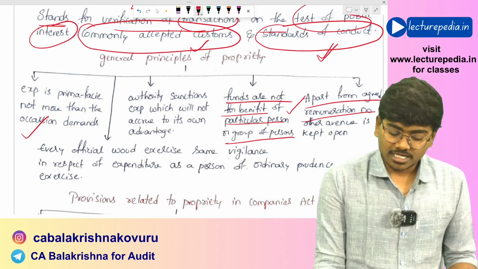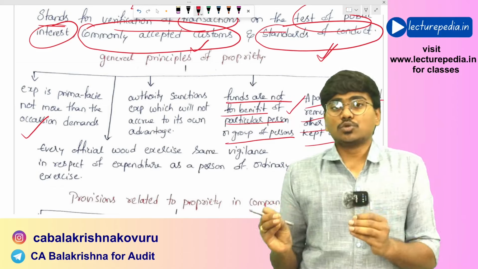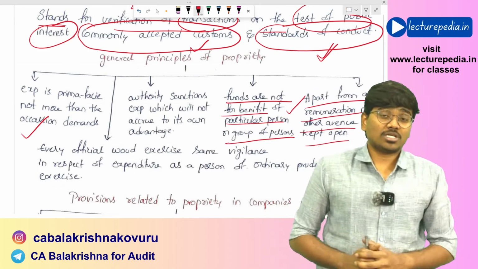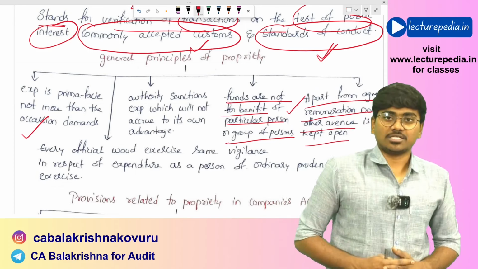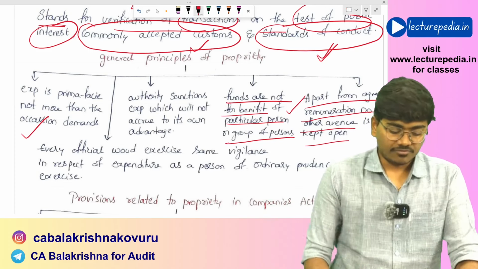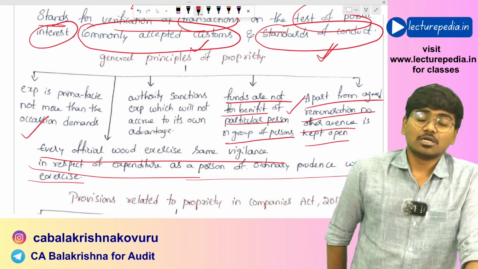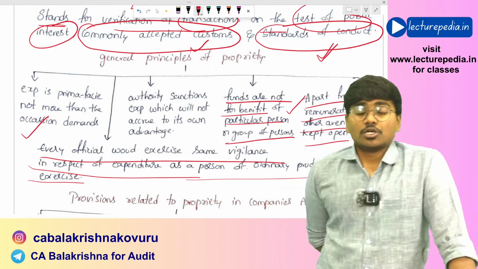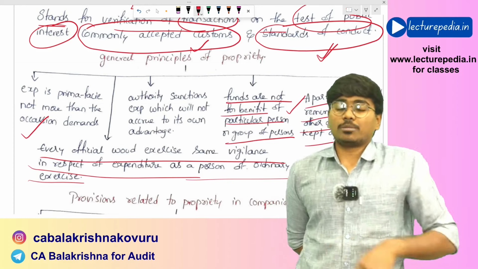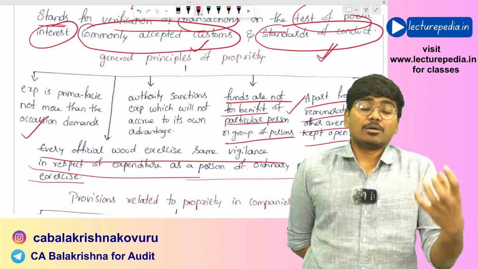Next, apart from agreed remuneration, no other revenue is kept open to the officials. Okay, apart from the remuneration that the government gives to the officials, no other source of revenue in the form of bribes should be kept open to the government officials. Okay, only remuneration should be given to them and no other avenue should be kept open to the public officials. And every official would exercise the same vigilance in respect of expenditure as a person of ordinary prudence would exercise. Okay, every government official should exercise the same amount of vigilance as he would exercise in the case of his own money, while spending the public amount also.